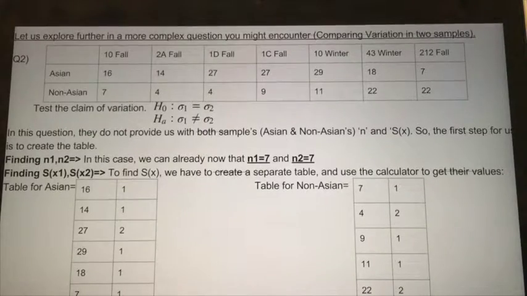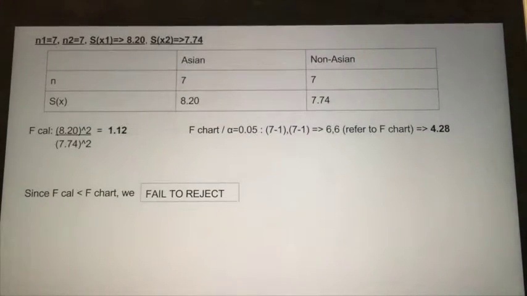As you can see here, the standard deviation for Asian is greater than for non-Asian. So we know that standard deviation 1 is 8.20, which is Asian, and standard deviation 2 is 7.74, which is for non-Asian. Now we find that N1 is 7, N2 is 7, standard deviation 1 is 8.20, and standard deviation 2 is 7.74. So we create the table that we saw in the previous slides, which you always have to create so that it's easy for us to find the F-cal and F-chart.